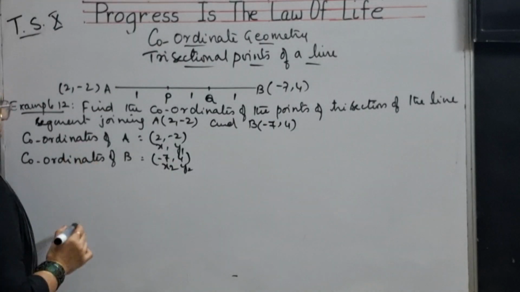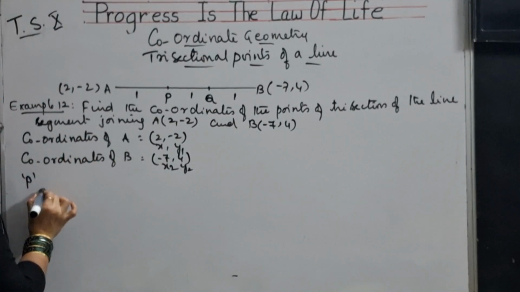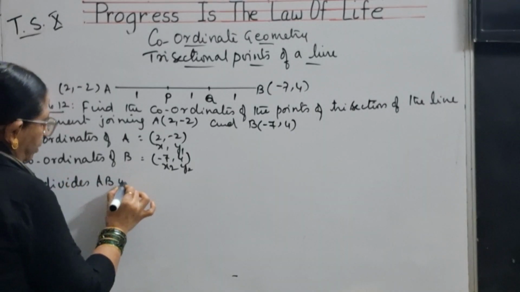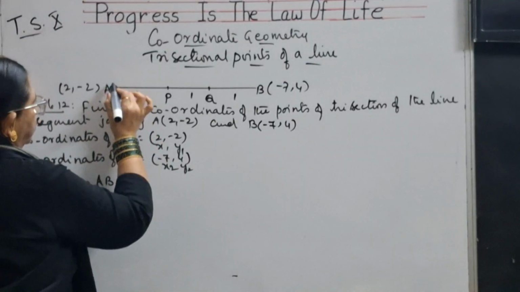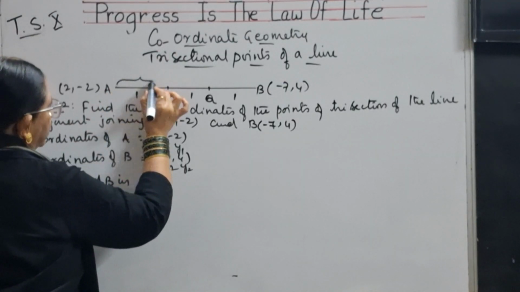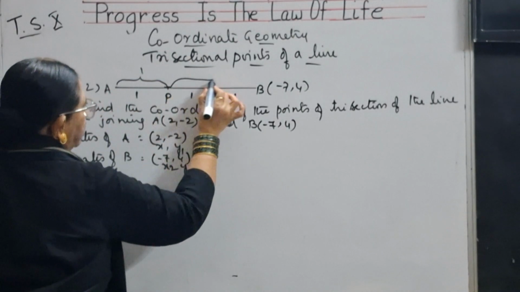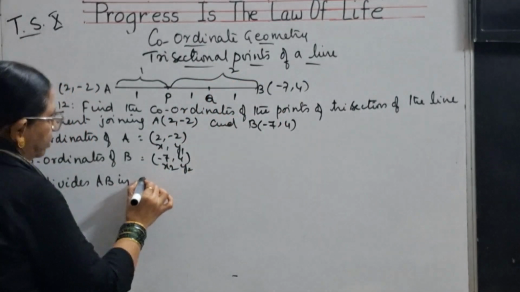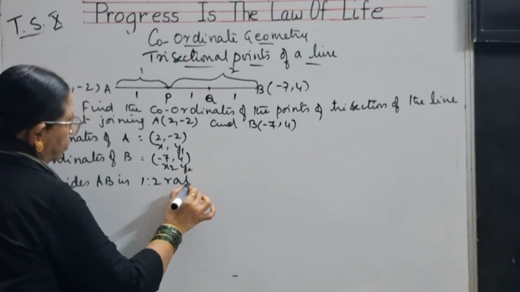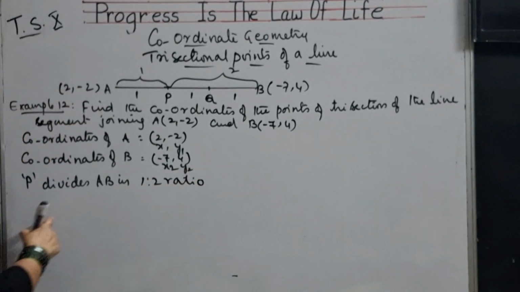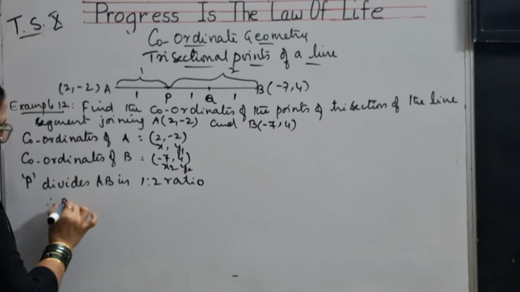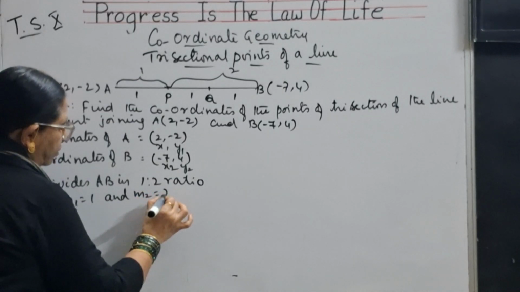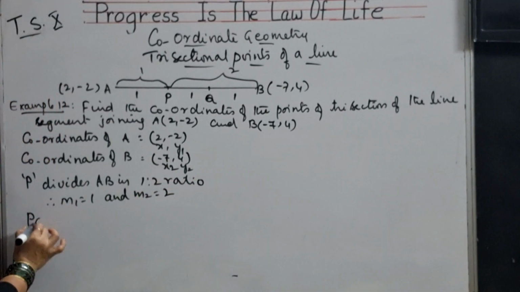Now let us take P. P divides AB in which ratio, children? P divides AB. From here to here, it is 1. And from here to here, 1, 2. It is 2. So that means P divides AB in 1:2 ratio. Since P is dividing AB in 1:2 ratio, we can take m1 as 1 and m2 as 2.